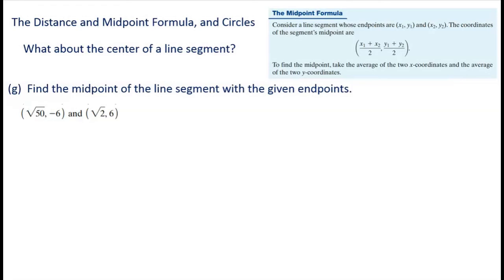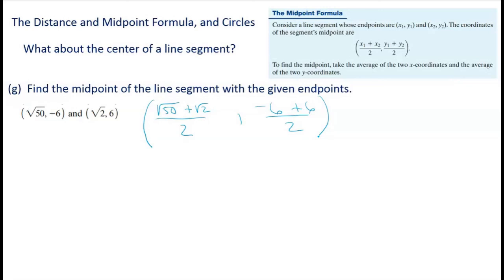So remember your formula. You average the x's together. Let's do that. So when I average my x's, I'm going to take square root of 50, actually, it's not negative, it's positive. Square root of 50, I'm going to add that to square root of 2 and then divide it by 2, right? And then I've got negative 6. I'm going to add to positive 6 and divide that by 2. You with me?